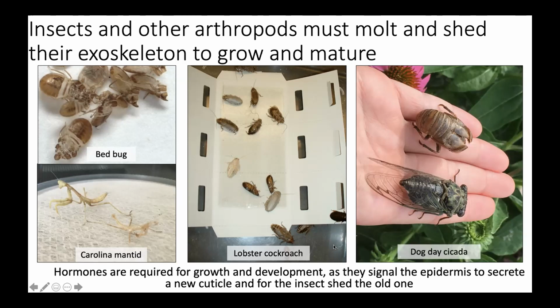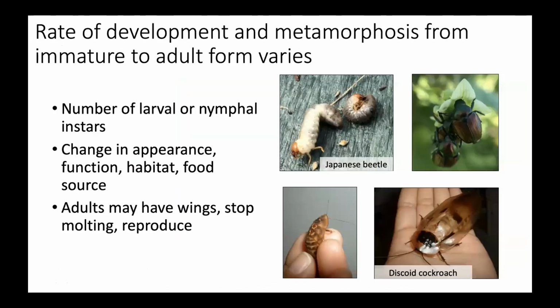A lot of these come out perfectly white without pigment because they are soft and not hardened, and they don't have any pigment there. But if you left them for an hour and came back, it would look the same as the other ones. But again, immature and adult, depending on their type of metamorphosis, can sometimes look and appear very different.